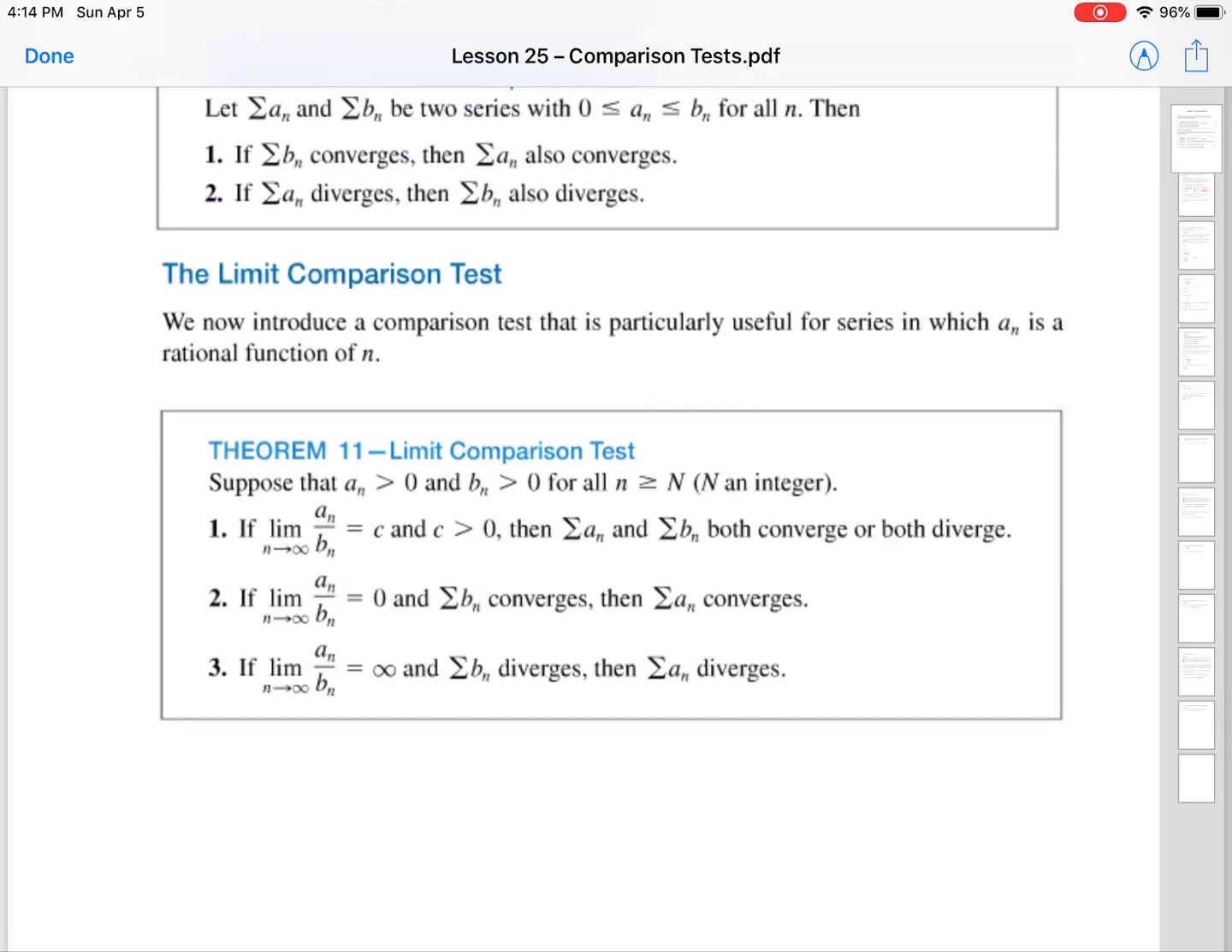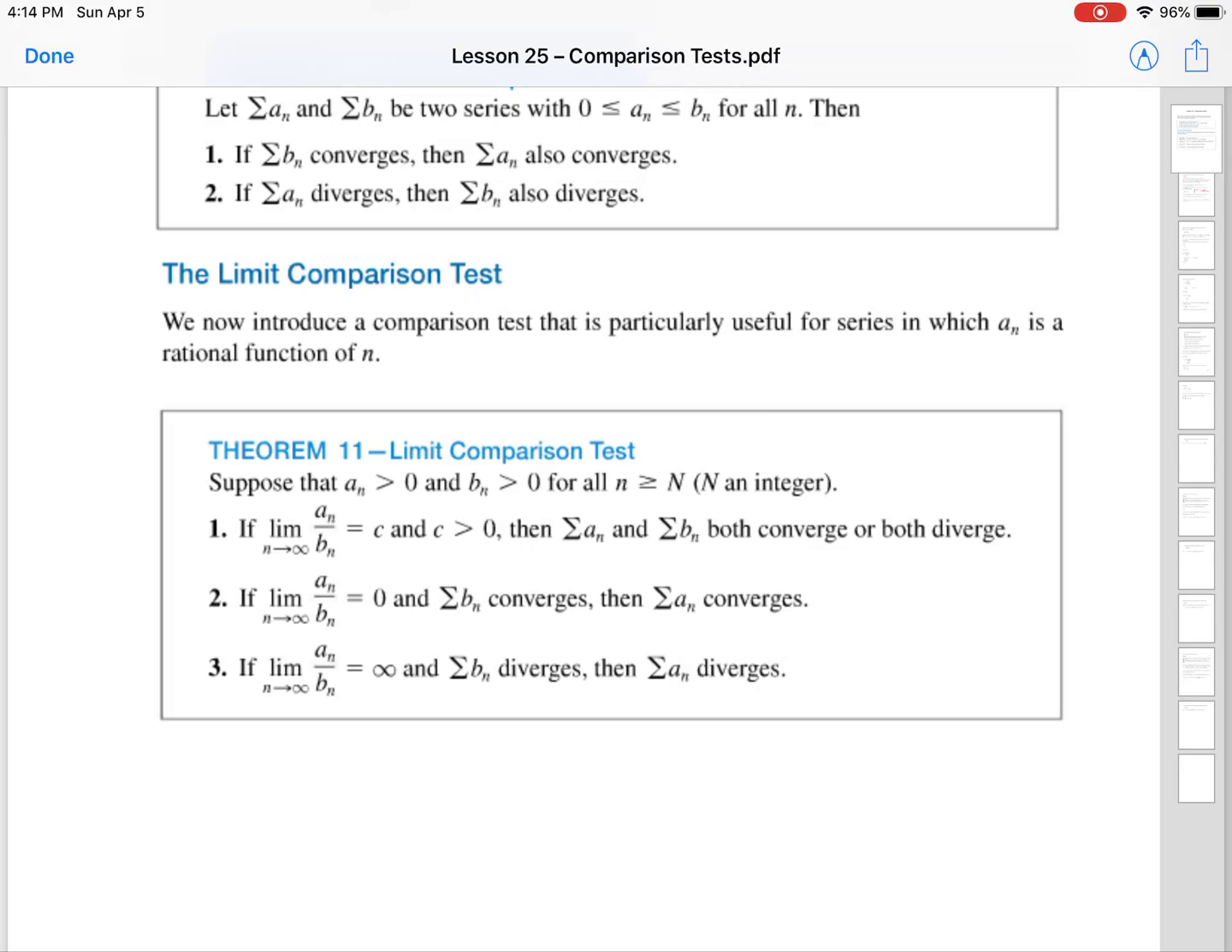Let's look at the other comparison test. This one is called the limit comparison test. And you're given two series, one that's given, the original problem, and then the other one is our made-up series. Number one, if you take the limit as n approaches infinity of a sub n over b sub n, and you get an actual positive constant, greater than 0, then the two series either both converge or both diverge.